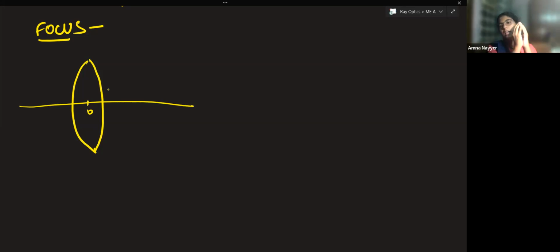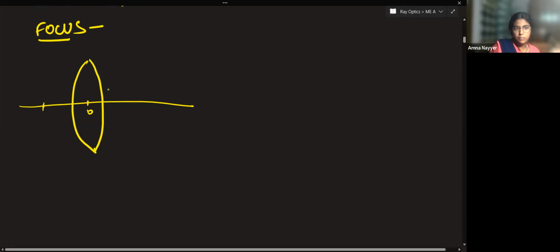If both the spherical refracting surfaces are combined, it means this part will have its focus somewhere, and this part will also have its focus somewhere. Both are joined together, no? So both of these parts will have one focus each. So there are two foci present in a lens. One will be here, and this will be another.